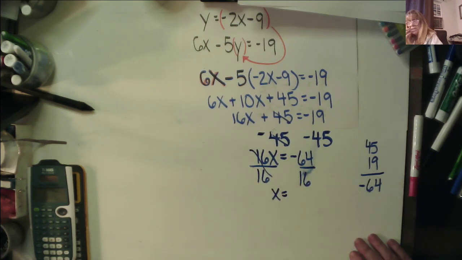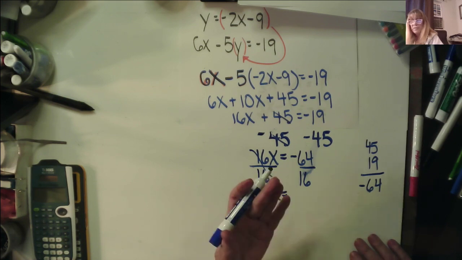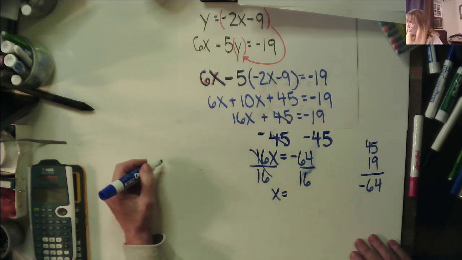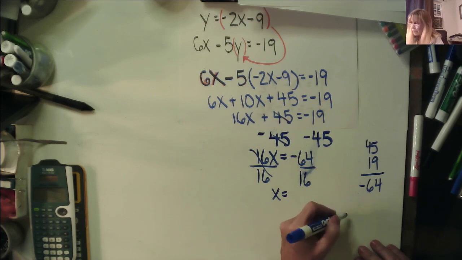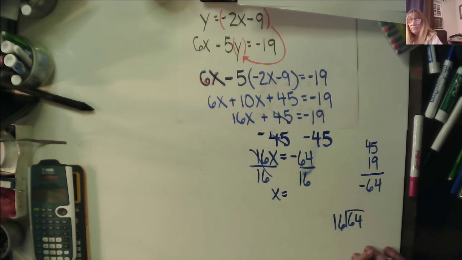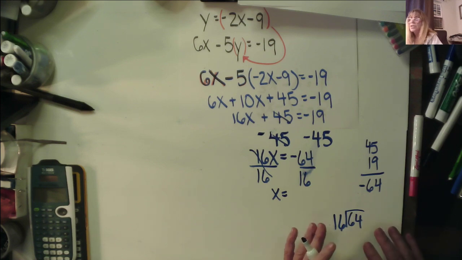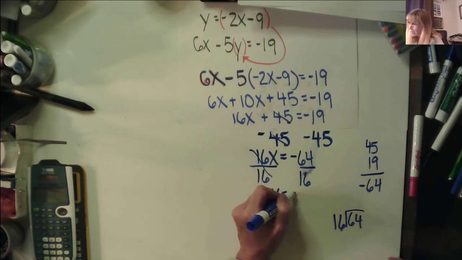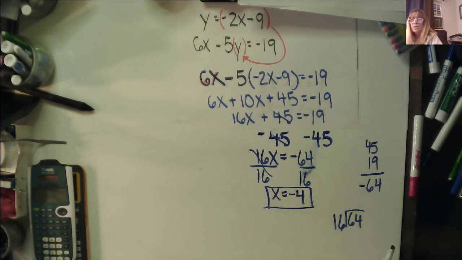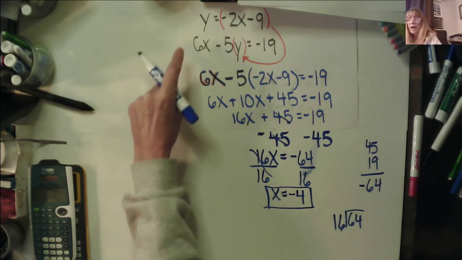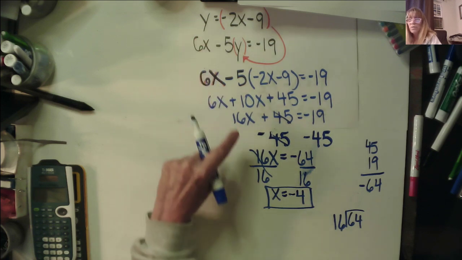Unless you know your times tables to this, it's kind of a hit and miss. If I were to divide, let me do it down here, 64 by 16, I'd go, let's see, 16 times 4 is 64, and you work it, but it happens to be a 4, so it goes in 4 times.